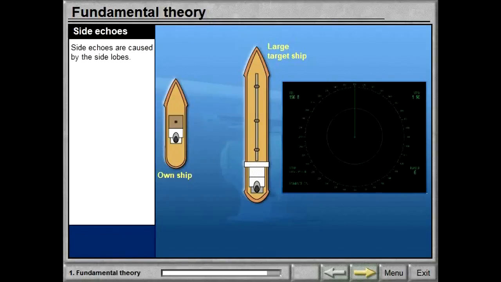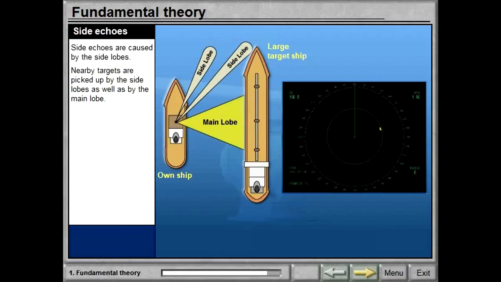Side echoes are caused by the side lobes, which are unwanted beams radiated by the scanner in a different direction to that of the much stronger main lobe. Nearby targets are picked up by the side lobes as well as by the main lobe. The effect of side echoes will only be observed at short ranges. Side echoes appear as concentric arcs round the centre of the screen.